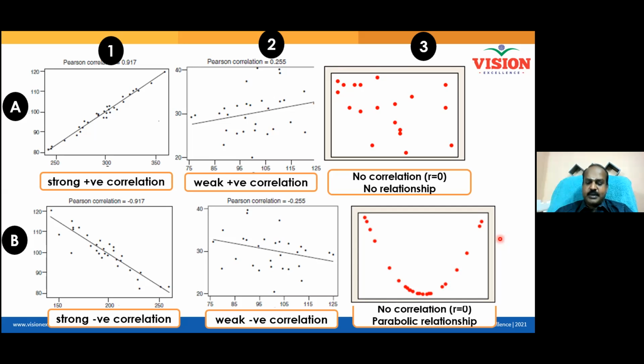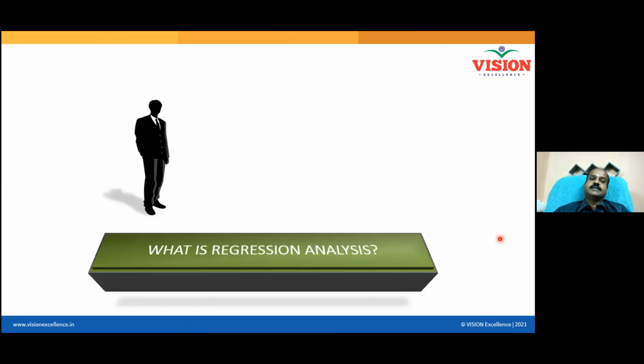So this is about correlation. Regression we will discuss after the tea break. Any questions to me at this stage? Are we going good today?